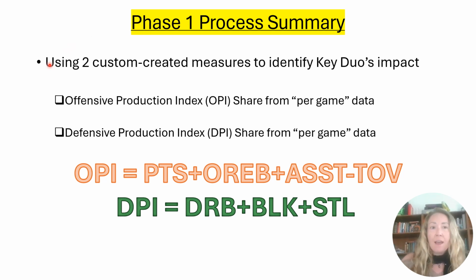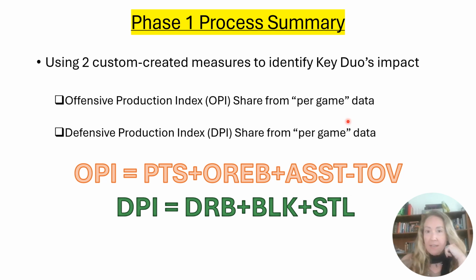So process summary. Basically, I'm using two custom created measures that identify the impact of the key duo for each team. And specifically, I want to see what share they have based on the total for the entire team to essentially see not the raw number, but how much of the load the duo is carrying for the team. So I've got the offensive production index, or OPI, which is simply points plus offensive rebounds plus assists minus turnovers. And then the defensive production index is just defensive rebounds plus blocks plus steals.